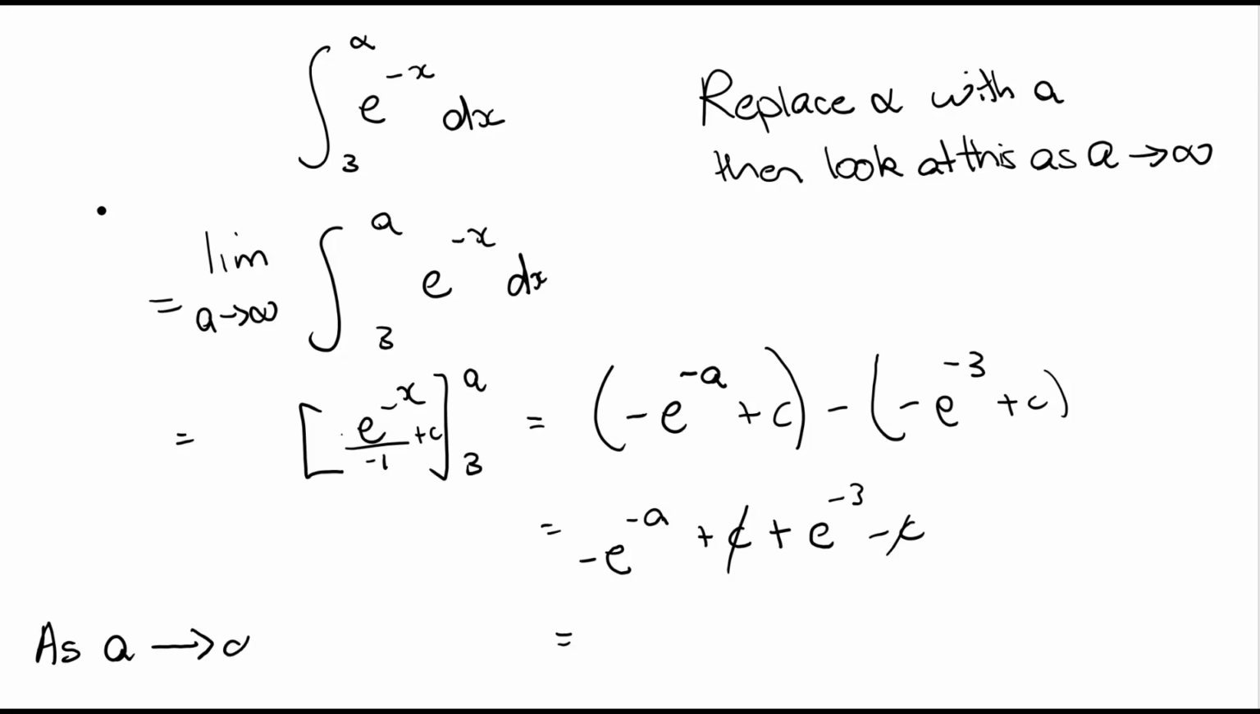Now, if we say, well, as a tends towards infinity, then the same thing. We've got 1 over negative e to infinity. We've got the same thing. We've got 1 over an infinitely huge number, which becomes 0, and we end up with the same answer. So either way, 1 over a very large number becomes 0.